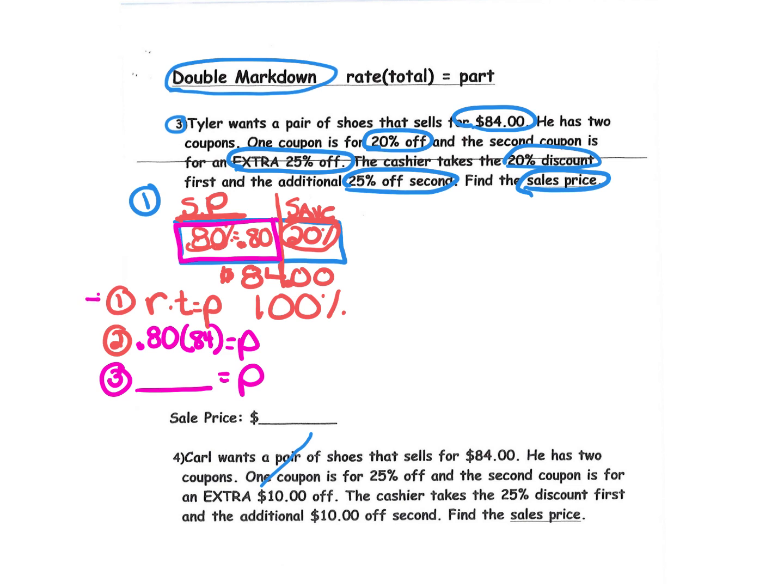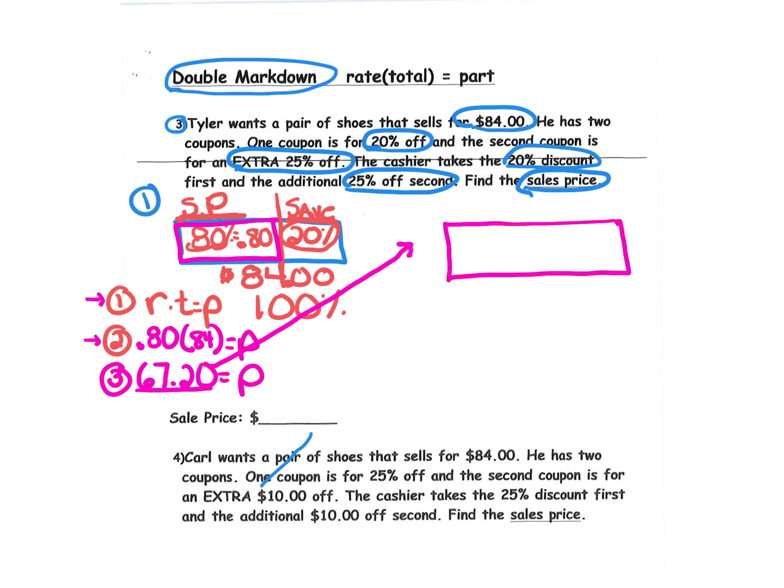We start with the formula, and then we multiply 0.80 times $84. After the first coupon, the price of the shoes drops to $67.20. But we take that sale price and apply a second coupon to that. So please draw another tape diagram with a total of $67.20, the current price of the shoes.